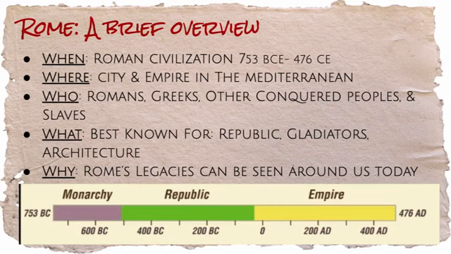Roman civilization is best known for establishing a new form of government called the Republic, and is probably popularly known for gladiators in the Colosseum, as well as their architecture and other engineering feats. It is important for us to learn about Rome and their legacies because we should be able to recognize them when we see them in the world around us today.